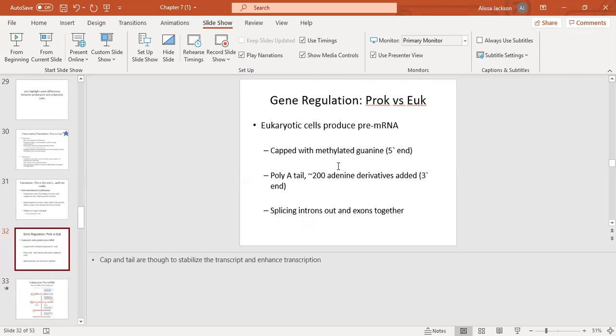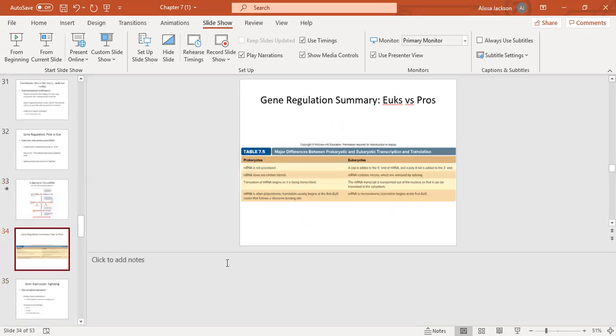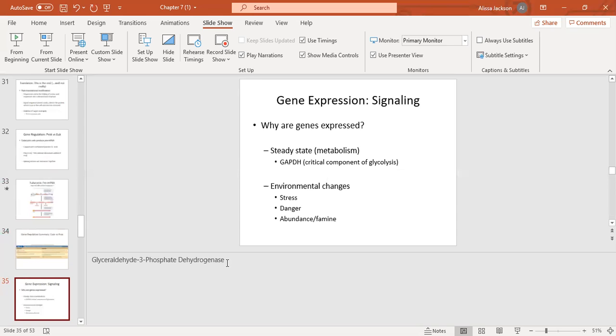Yes, so in eukaryotic cells, we have our poly-A tail and our 5' methylguanosine cap on the 5' end, and we splice out introns and put the exons together. And bacteria do not do that usually. And you guys can look at that chart.